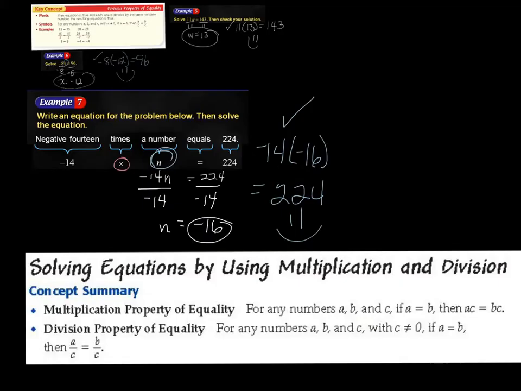Wrapping it all up, when we solve equations by using multiplication or division, we're going to use either the multiplication property of equality. So for any numbers a, b, and c, if a equals b, then a times c equals b times c. Or the division property of equality. For any numbers a, b, and c, where c does not equal 0, if a equals b, then a divided by c equals b divided by c.